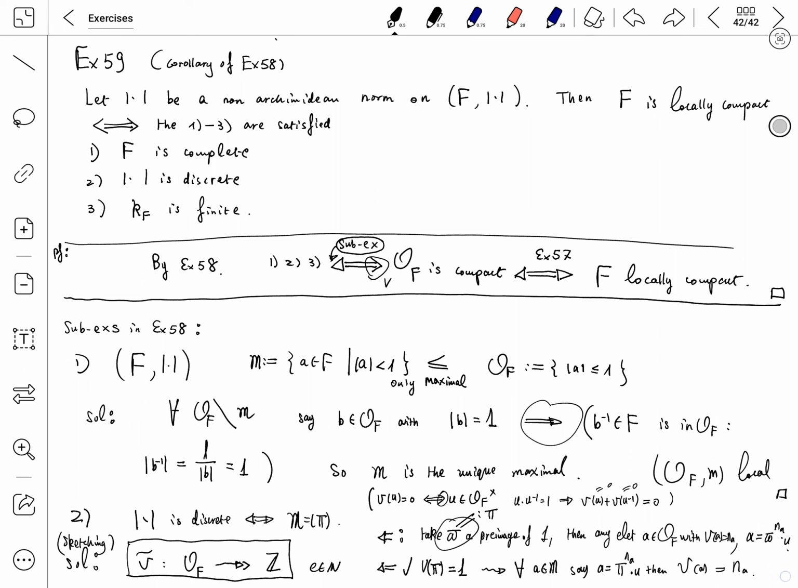Okay, let's leave it as a sketch of proof. So what else do I want to say? Exercise 58 gave an alternative proof of the fact that Zp is compact, and so in particular this gives, as an application, another proof that Qp is locally compact, which was already shown in exercise 57.